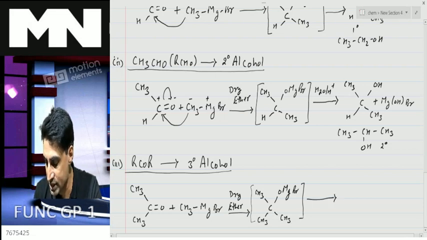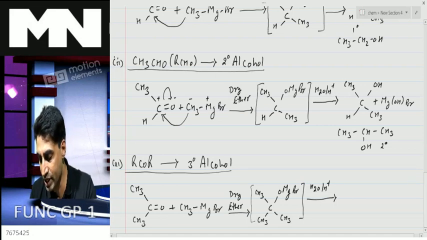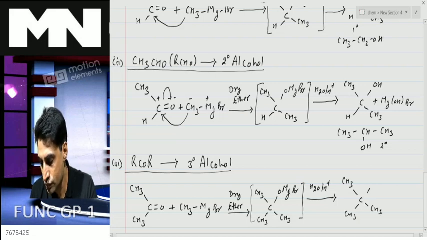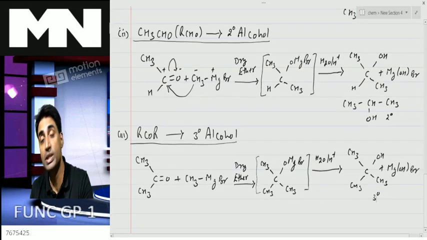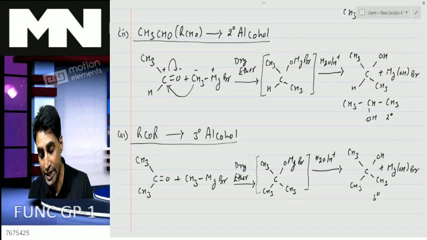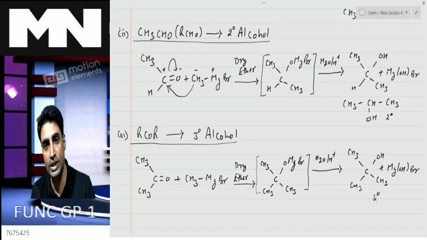This on hydrolysis will give me a compound, that is CH3, CH3, CH3, OH plus Mg(OH)Br. So you'll see this is a tertiary alcohol. This compound is 2-methylpropan-2-ol. So ketone on reaction with Grignard's reagent will give me tertiary alcohols. This is all about the preparation of alcohols from aldehyde and ketone.